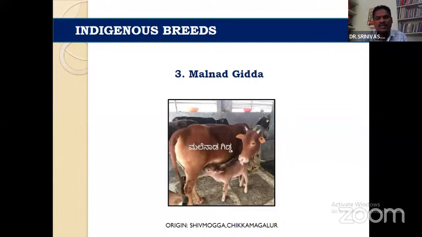They are very small in stature, and their milk and urine are very valuable in terms of medicinal properties. As we know, cows give milk, and we also use the urine as gomutra for medicinal purposes. Malnad Gidda is very good. It is mainly found in the rainy areas of the Malnad region. We will not see these breeds in other, drier areas.